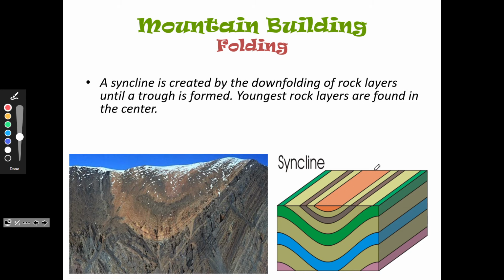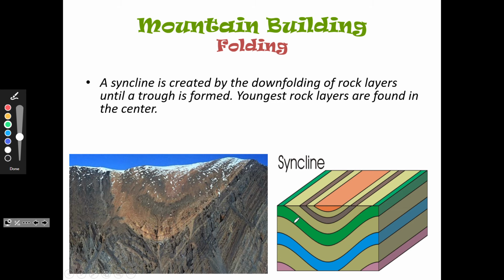Now our youngest rock layer, so here this orange one, that would be on the top, and it is the youngest. But depending on how deep our syncline becomes due to those compressional forces on either side, hopefully we can see how it could even extend down here, right? And so our youngest layer might still be quite a ways down just due to the syncline.